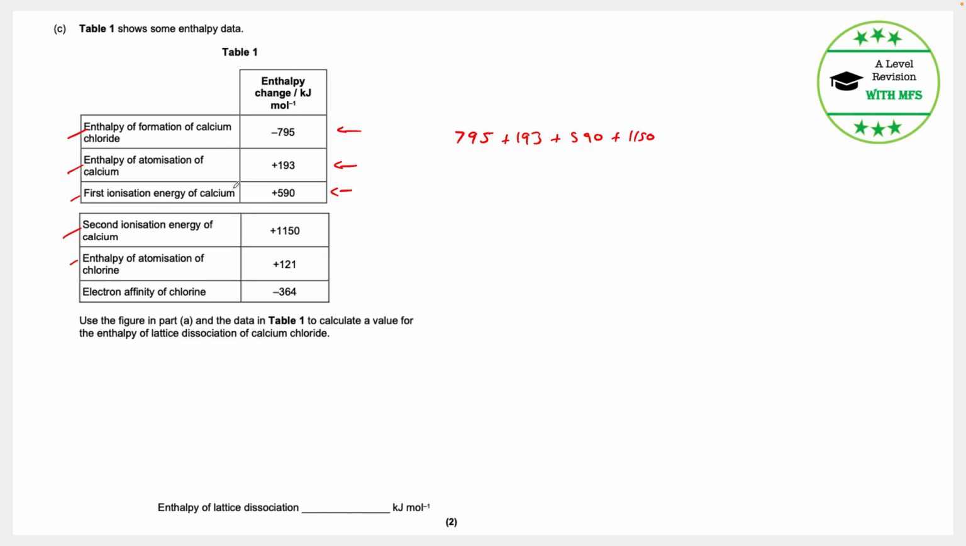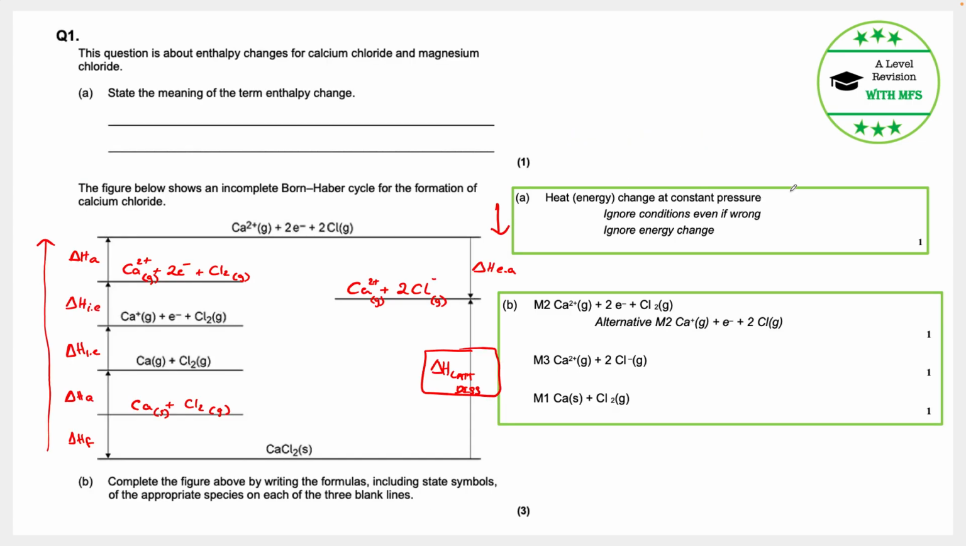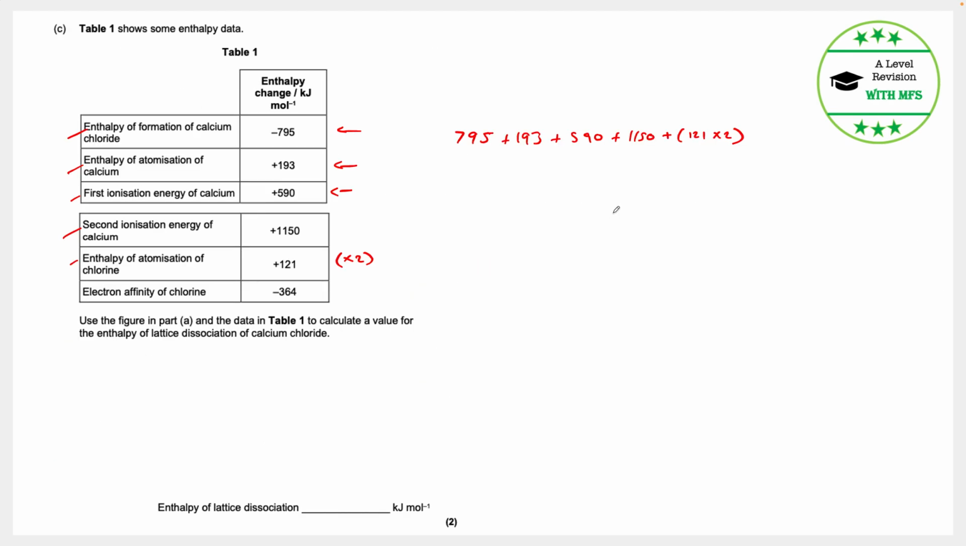And next we have the atomization of chlorine, which is plus 121. Because we have 2 atoms of chlorine, we need to multiply this by 2. That's the stage that many people forget. So we're going to add 121 times 2. Then we are going to add the electron affinity for chlorine. Again, we need to multiply this value by 2, so we add minus 364 times 2.